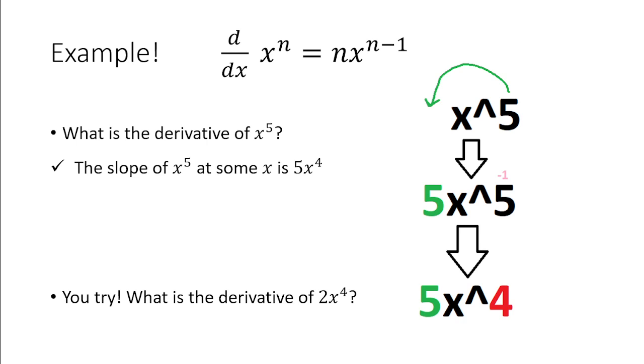Now, if you haven't tried the example for real this time, you need to try. What is the derivative of 2 times x to the 4th? Ooh, looks a little scary. There's a coefficient of 2 now, but it is in essence the same thing.